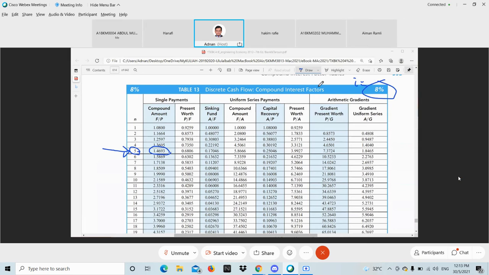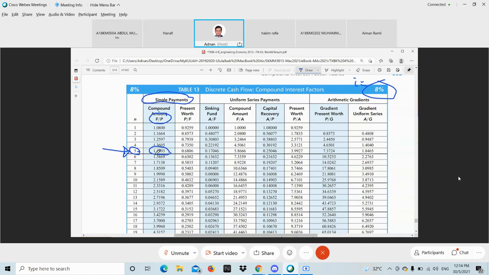Okay, so sebab itulah kadang-kadang kita pergi bank, dia dah buat jadual, dia dah ada jadual ni. So 1.4693. Ataupun kita gunakan formula yang saya tunjuk tadi di muka surat 60 tadi kan. Sama juga kita dapat nilai ni, 1469.3. Okay, we use this formula. This is compound amount, single payment. But anyway, for your purpose of your test, your exam, you need to use the formula.